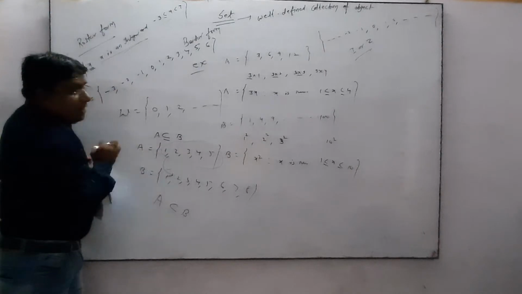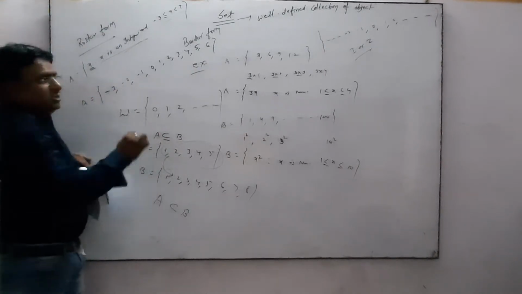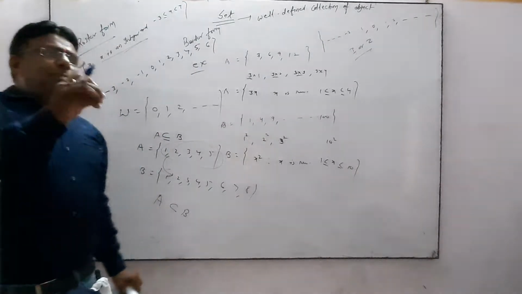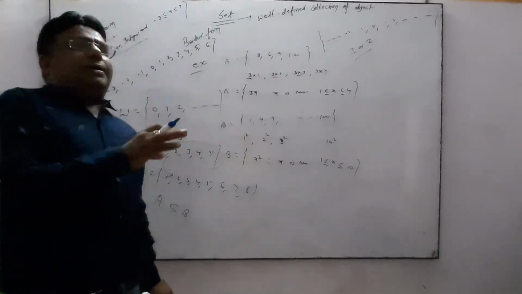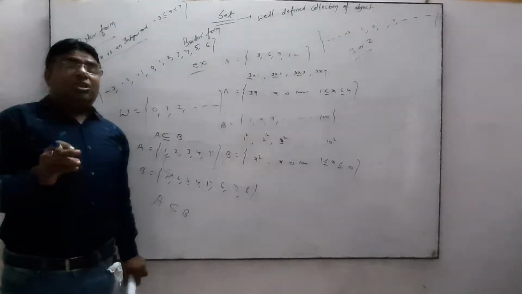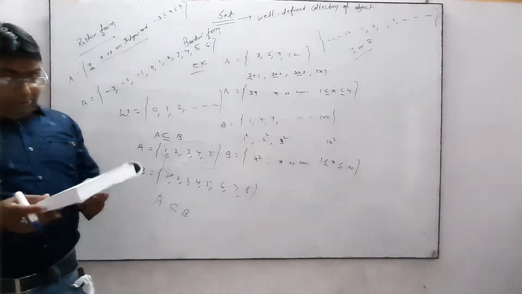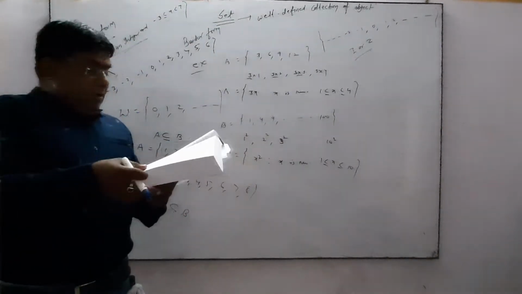And if we draw a line here, this is a proper subset. What is a proper subset? That means the elements of set A and the elements of set B are not the same. That is a proper subset. This is another example.